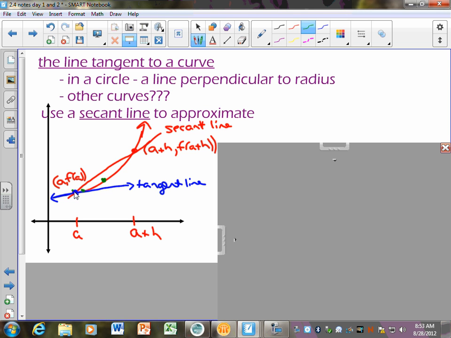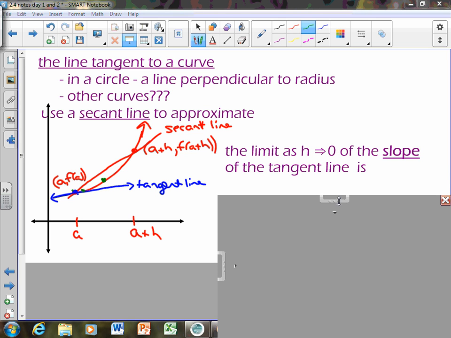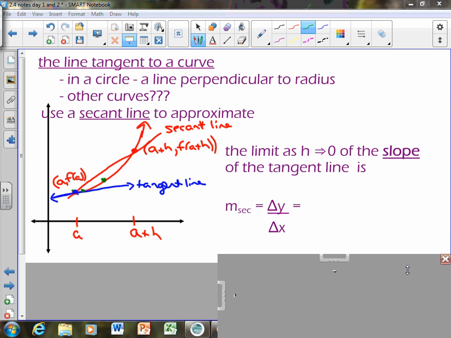What value of H would get me my tangent line? 0. And that's where the idea of a limit comes in. If H is getting closer and closer to 0, I'm going to get closer and closer to my actual tangent line. So we can say that the limit as H approaches 0 is actually going to give me my slope of the tangent line, and I'm going to give you a lovely little formula for this.